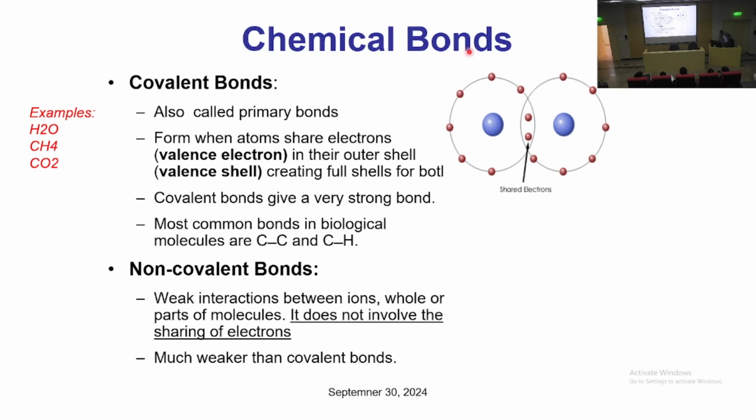So here we can see, for example, 2 different atoms. They have 6 electrons in the outer shell. For both of them to reach stability, they can just share 2 electrons with each other. So every atom will become 8 in the outer shell. And this sharing, when 2 atoms share the electrons, we call it covalent bond.